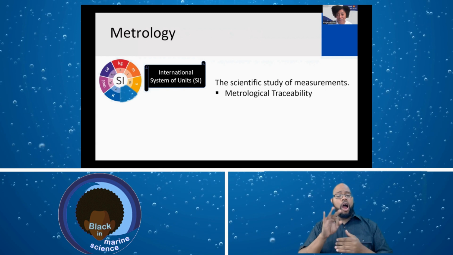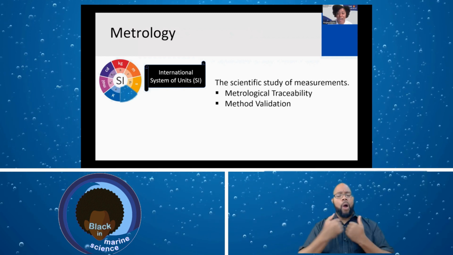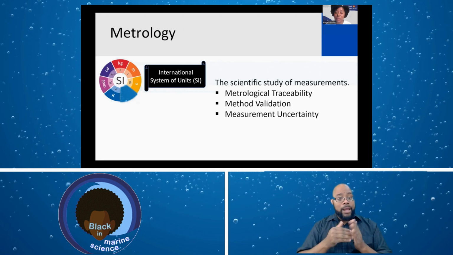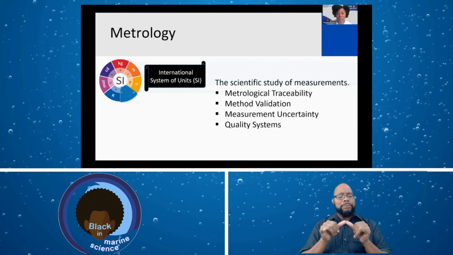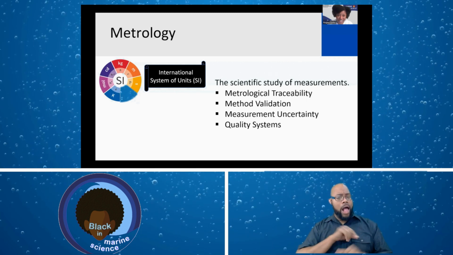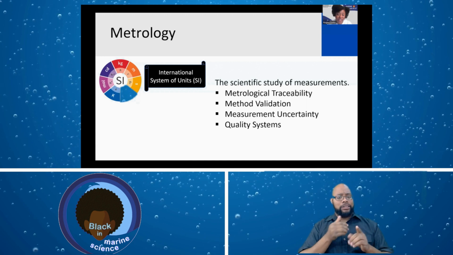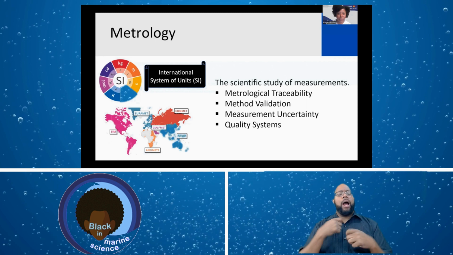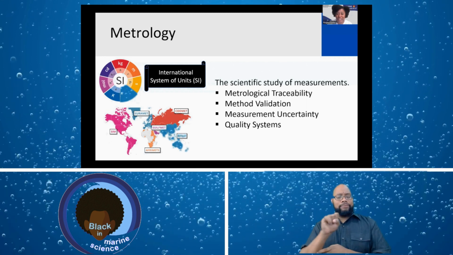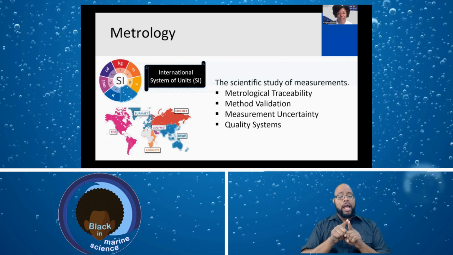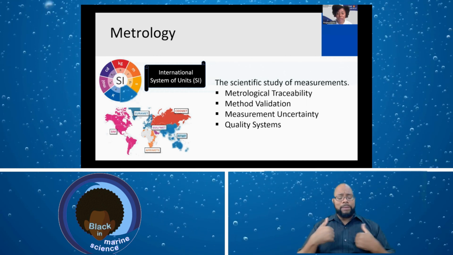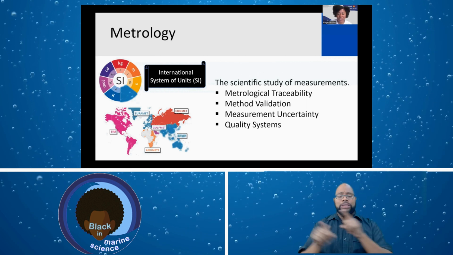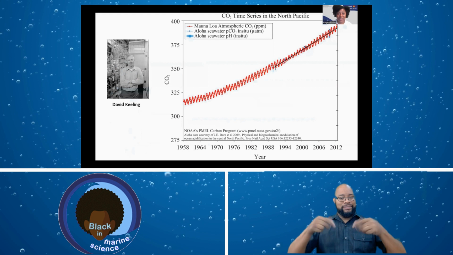Preferably, those units are part of the international system of units. How do we think about things like method validation? So our calibration, our repeatability of our measurements, and our measurement uncertainty. And our quality systems, like how well are our scientists trained? How do we document our processes? How do we calibrate all of the ways that we're trying to make these measurements traceable to the SI? The other thing that I've learned is that metrology is a global system, and there are literally other metrology labs around the world that are serving their nations the same way that NIST serves the United States.